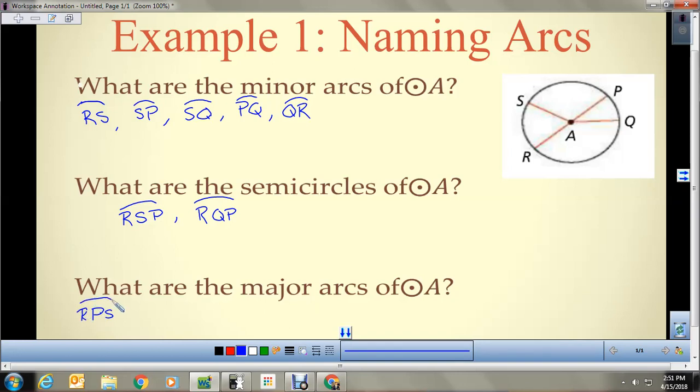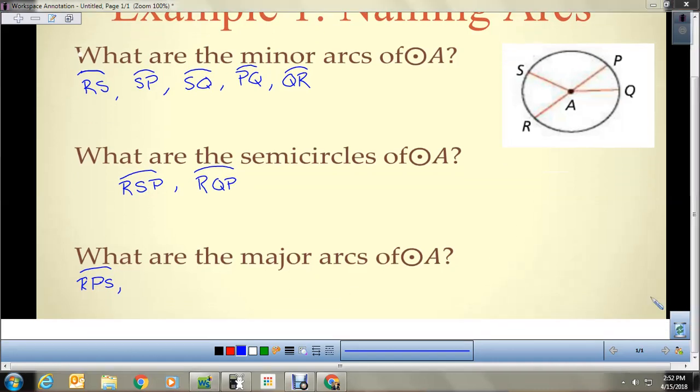So RPS is a major arc. And now we can look at the next one. We have SP. So we're going to have S, and P is our minor arc, so our major arc is going to go in this direction here.